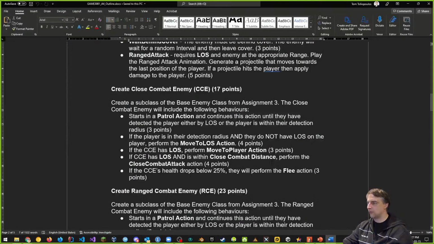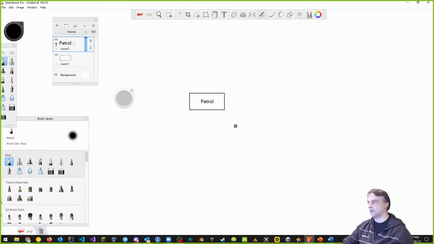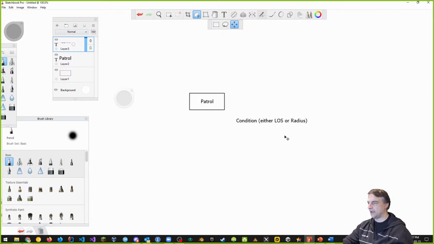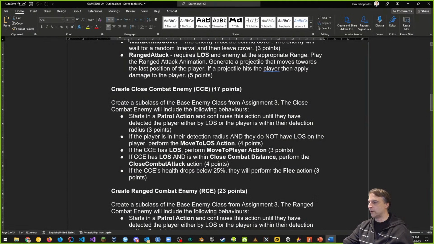And in patrol mode, what does it do? It continues this action until they have detected the player either by line of sight or the player is within their detection radius. It's an either-or condition. So the condition that we're testing for is either line of sight or radius. We'll call it detection radius. That's the condition to kick us out. If we have line of sight or we have radius, those are the two conditions that can move us out of this, so those are the conditions that are going to kick off the transitions. But what transitions can we make?